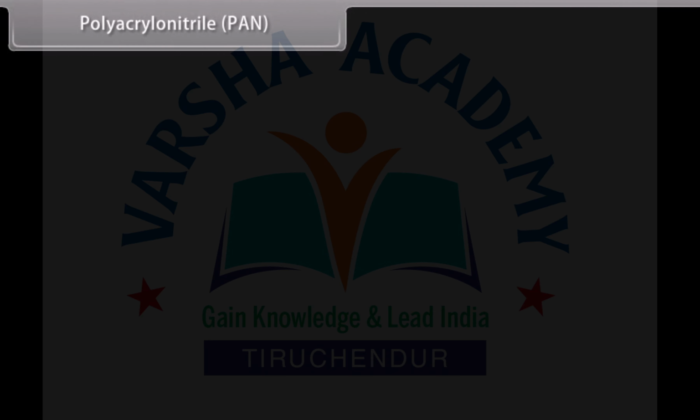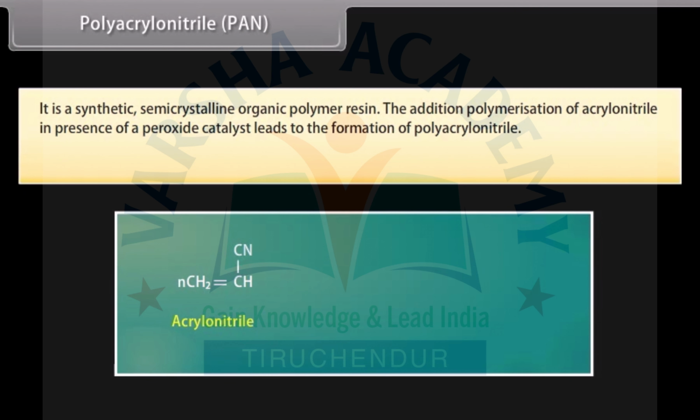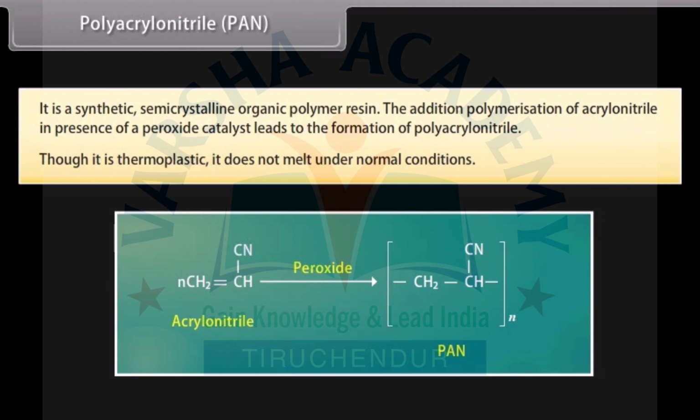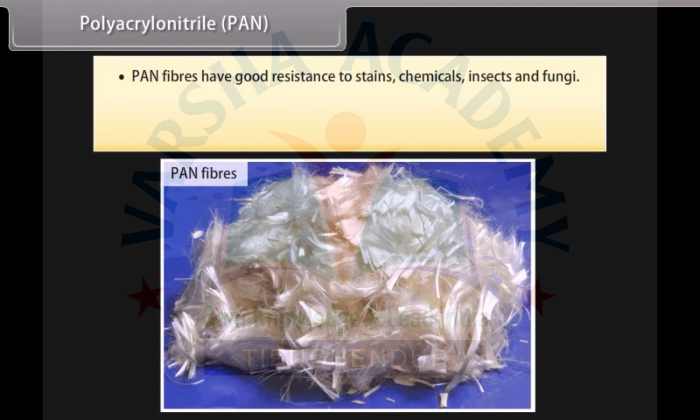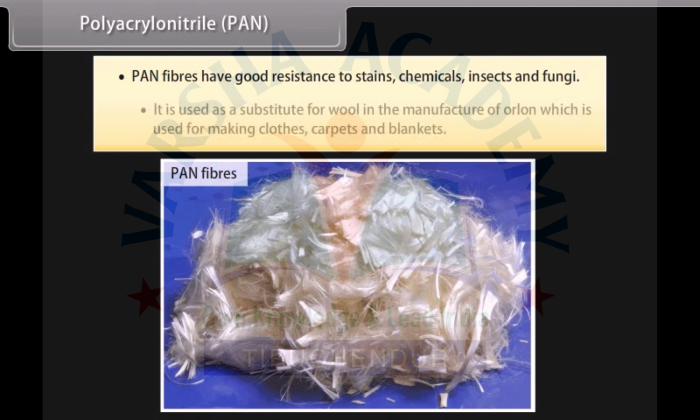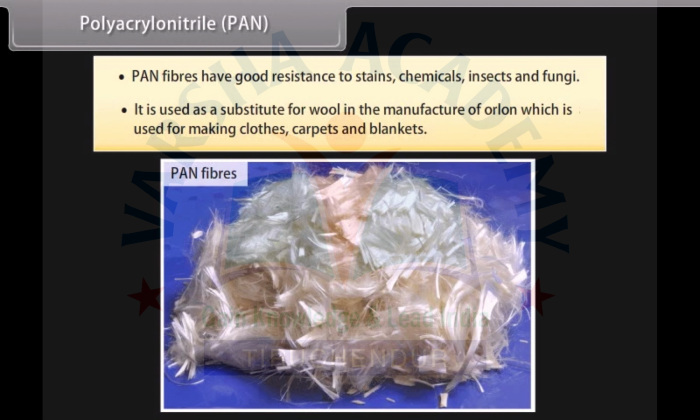Polyacrylonitrile, PAN. It is a synthetic, semi-crystalline organic polymer resin. The addition polymerization of acrylonitrile in the presence of a peroxide catalyst leads to the formation of polyacrylonitrile. Though it is a thermoplastic, it does not melt under normal conditions. PAN fibers have good resistance to stains, chemicals, insects, and fungi. It is used as a substitute for wool in the manufacture of Orlon, which is used for making clothes, carpets, and blankets.